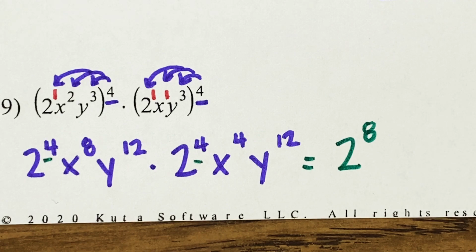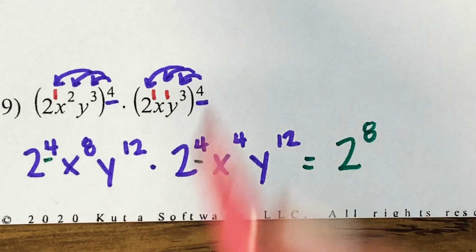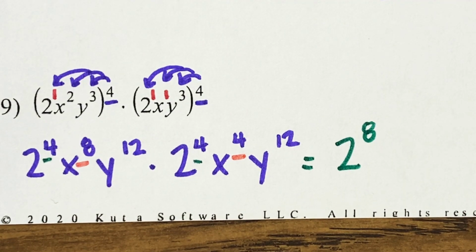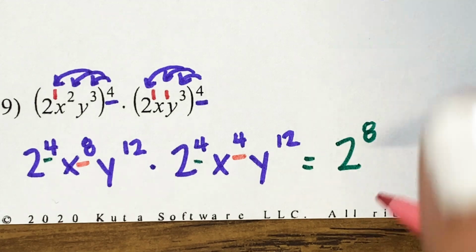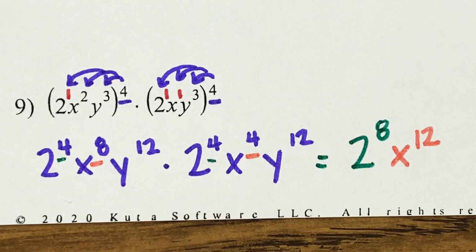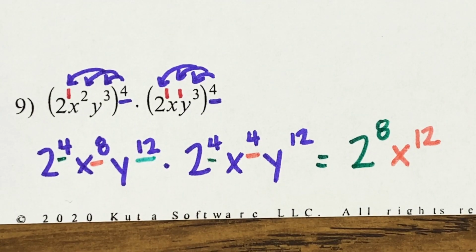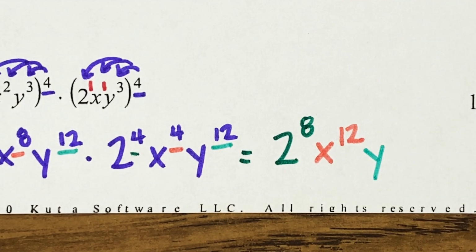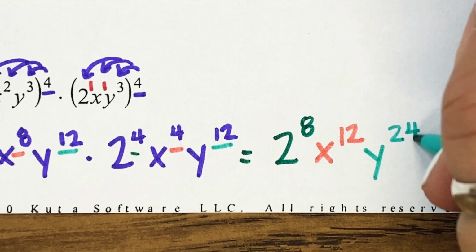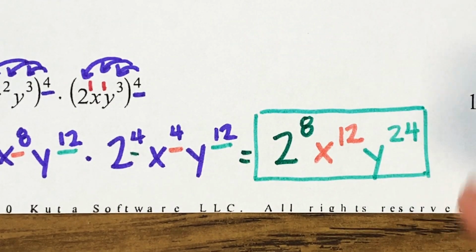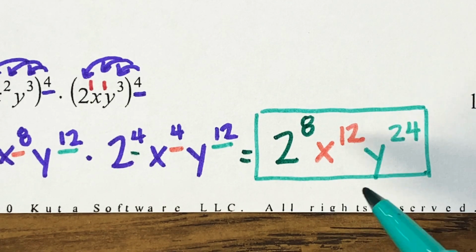Beautiful. Okay, let's take our x's now. I have 8 x's right here. I have another 4 over here. So what is 8 plus 4? We get x to the power of 12. Okay, last one. I have 12 y's in our first term and 12 more in our second term. So what is y going to be to the power? Think 12 plus 12. You got it, 24. And there we go. I only see one 2 base, one x base, and one y base. So that is our simplified answer.